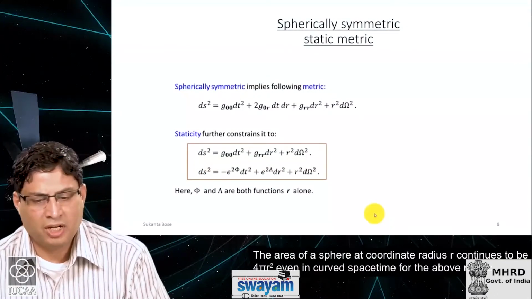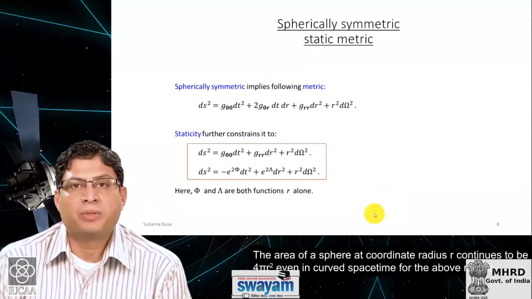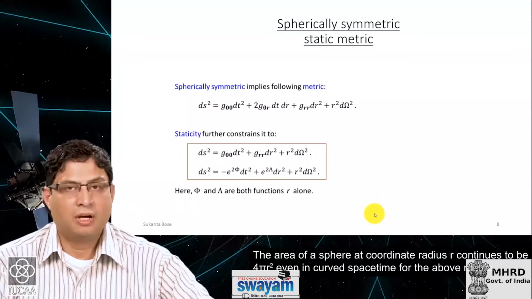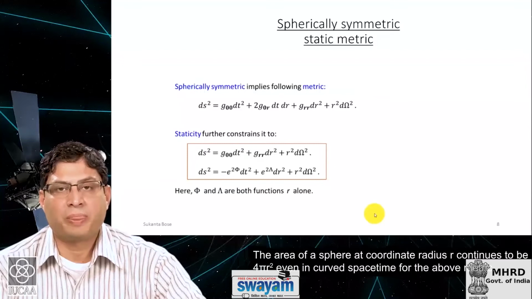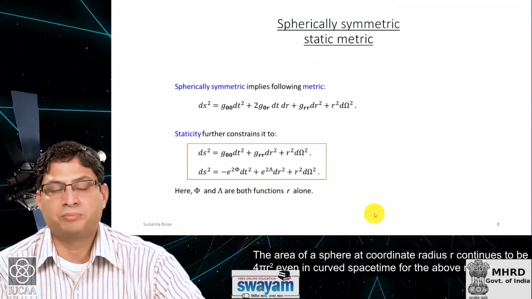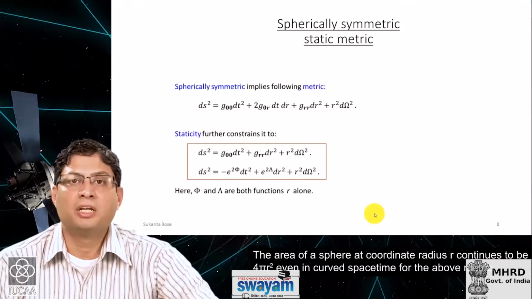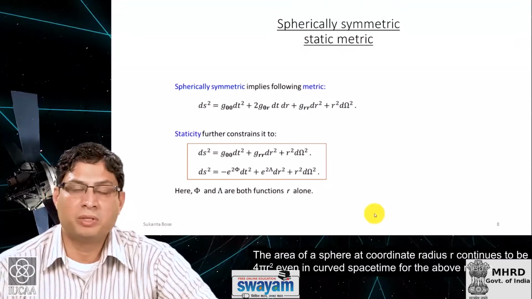So spherical symmetry is the case we are going to illustrate. This is indeed something that helps in reducing the number of independent components of the metric.